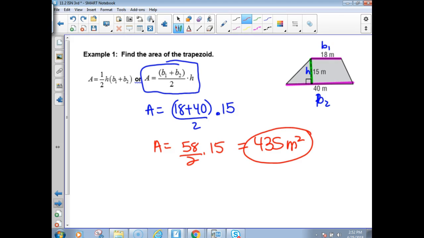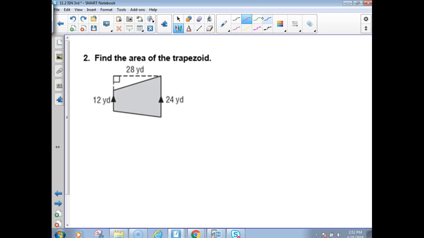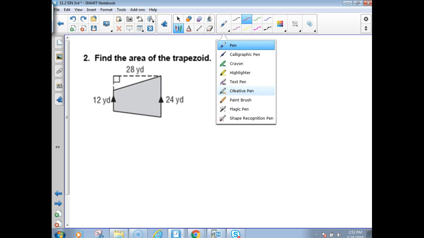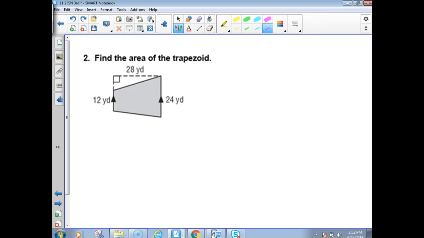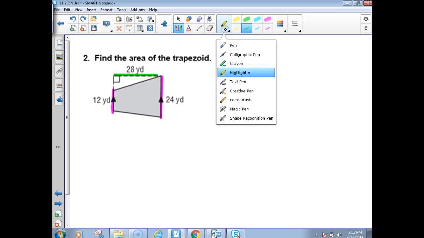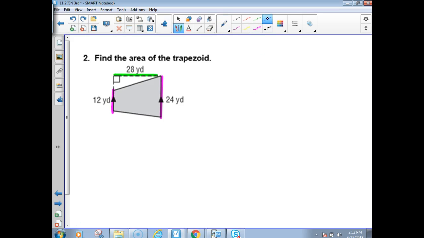Okay, number 2. This trapezoid is simply laying sideways compared to the previous one, and its altitude or height is located on the exterior. So these are my bases. My height is the 28. So I've got a height of 28, base 1, 12, base 2, 24. So area is 12 plus 24 divided by 2 times 28.